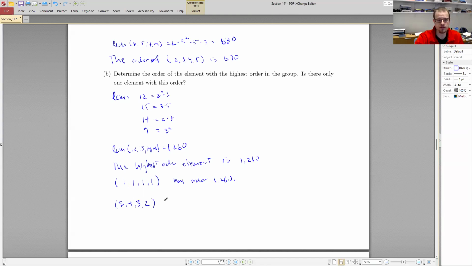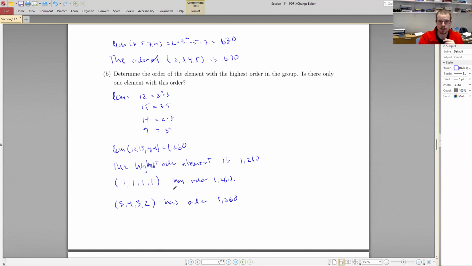5, 4, 3, 2. Hey, that's cool. Also has order 1,260 because that's also a generator for each of these groups. So there are multiple elements that have that order. Okay? So it's not necessarily unique. It's not just that one.